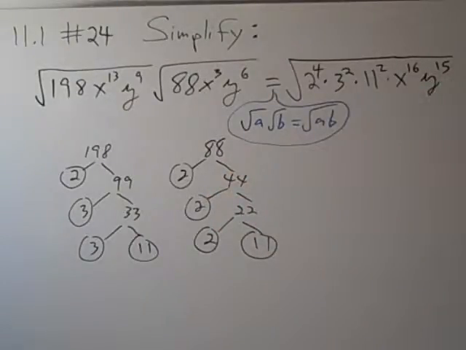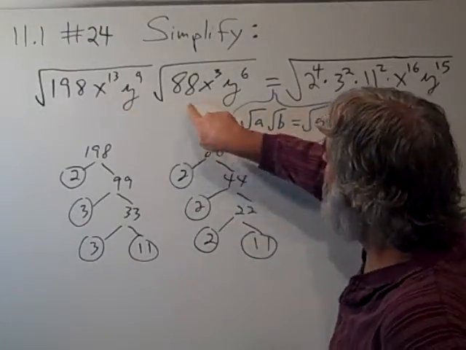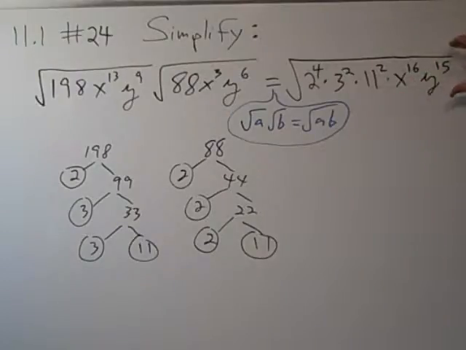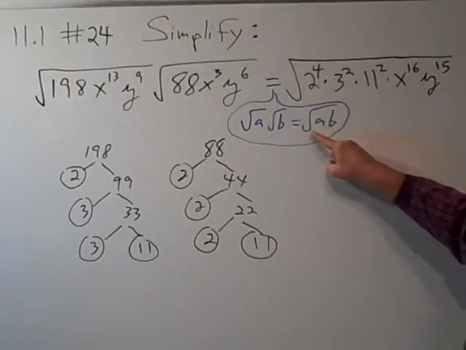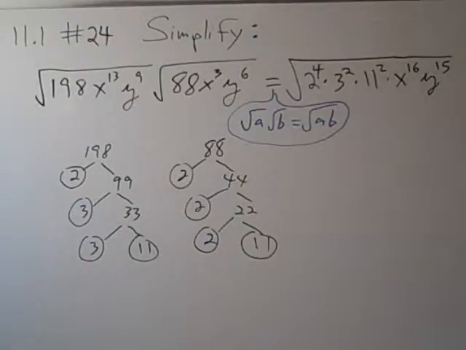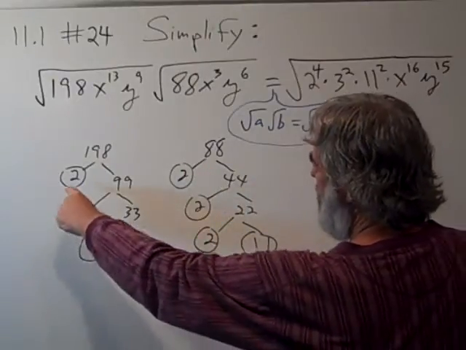In any case, we have the factorizations of 198 and 88, and now we want to put the product of these two radicals under one radical, because the square root of a times the square root of b is the same as the square root of a times b. So here I did all that. I put 198 times 88, and we can combine all the factors.